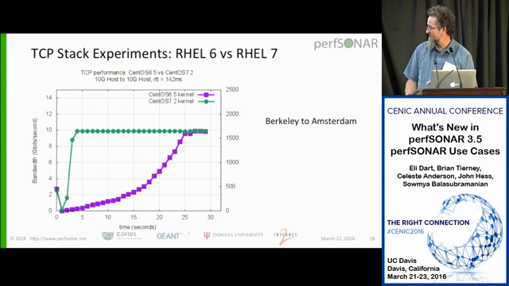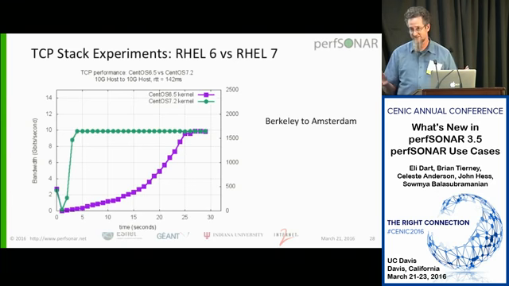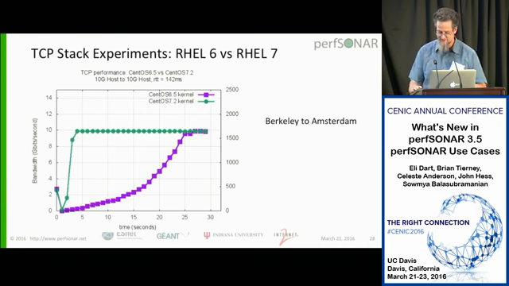So here's an example. This is just time running a TCP transfer. This is bandwidth. And the test is from Berkeley to Amsterdam, so it's a pretty long path. Under the old version of CentOS, it took almost 25 seconds to fully ramp up to the 9.9 gigabits per second. This is a nice clean path. With the new kernel, it ramps up in about 4 seconds. So pretty dramatic change. If anybody's running data transfer nodes out there, you might want to think about upgrading.